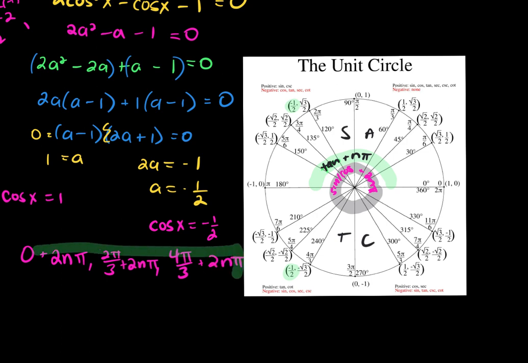And that is how I would leave my answer. Can you just write 2n pi for the first? Yes, you can put 0 plus 2n pi, or you can put 2n pi if it's 0. I'll take either one. Questions on that one?